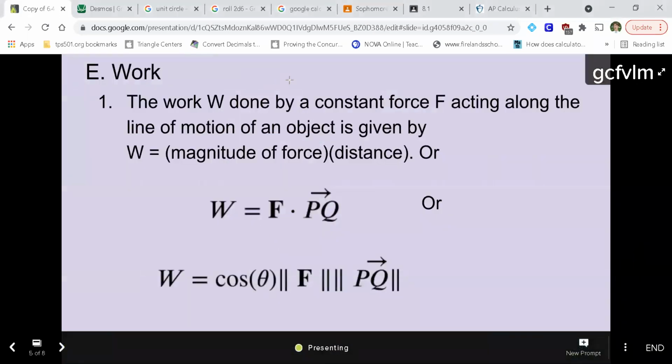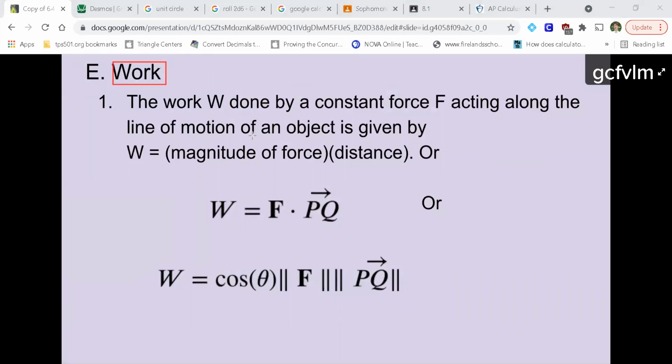Let's talk about work. The work done, I'm going to be honest, there are 3 formulas here. You only really need actually one of them, to be honest. And the one I would use is the same one you probably wrote for your physics class. Magnitude of your force times distance. That's what work is.